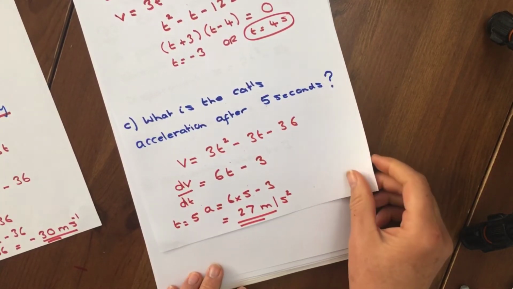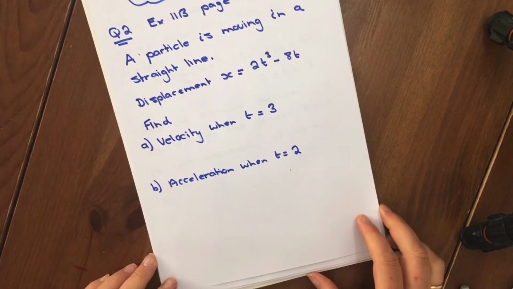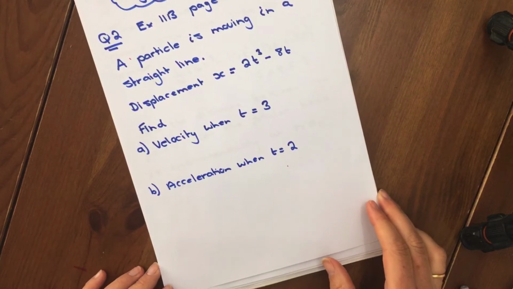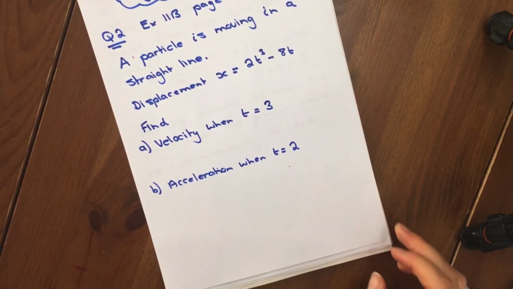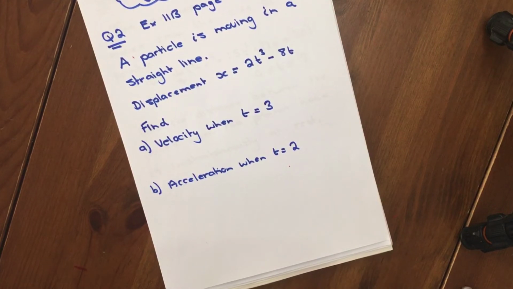And I'd like you now to have a go at this question. So this question was taken from exercise 11B, it's question 2. I'd like you to pause the video now, do this question. Imagine you're in class and we've put this question on the board for you to do. Have a go, and then I will go through the solutions. Okay, I hope you found that question easy to do. Let's just go through the solutions.